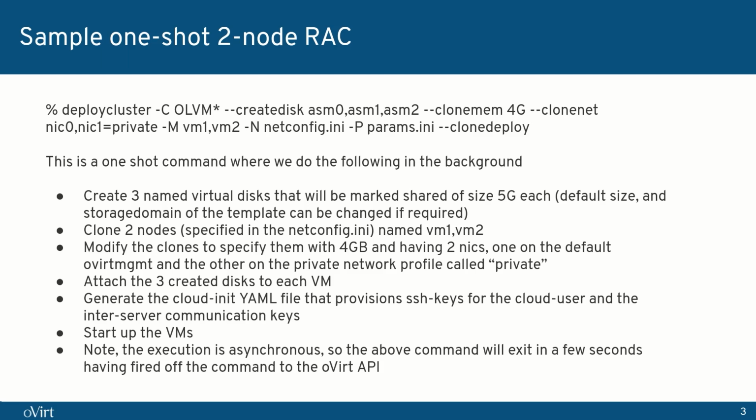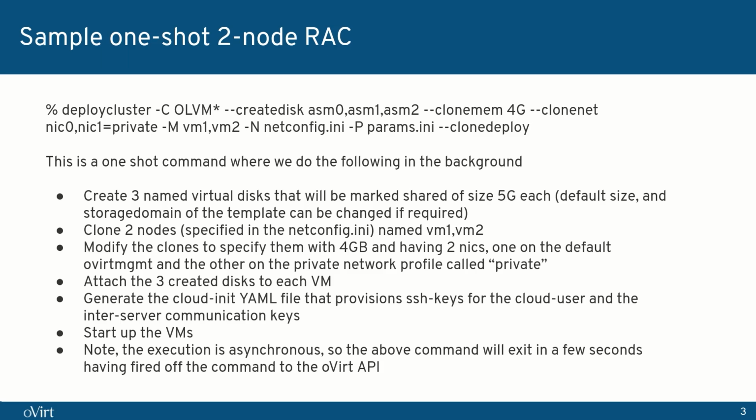All right. So here we create three disks for our ASM disk group, ASM 0, 1, 2. And by default, they're 5 gigs each. You can specify the size and the storage domain. Obviously, the storage domain doesn't need to be in the same storage domain as the template or the target VMs that get created.